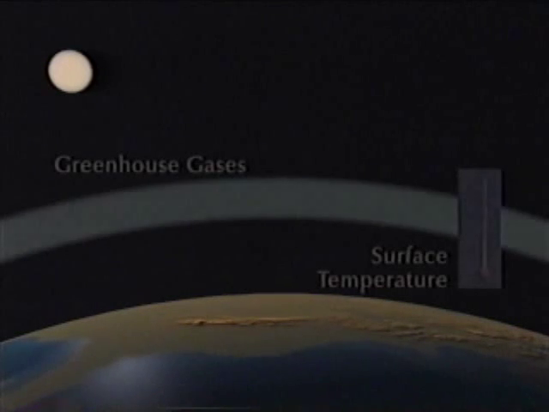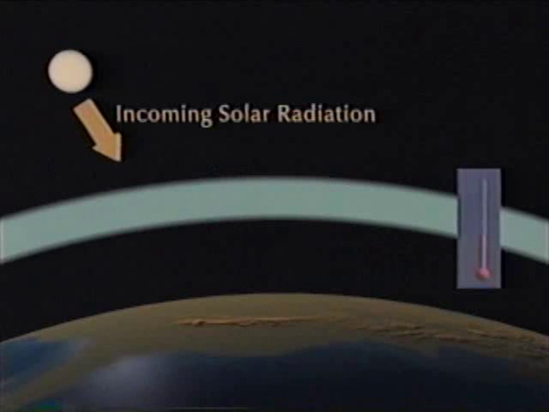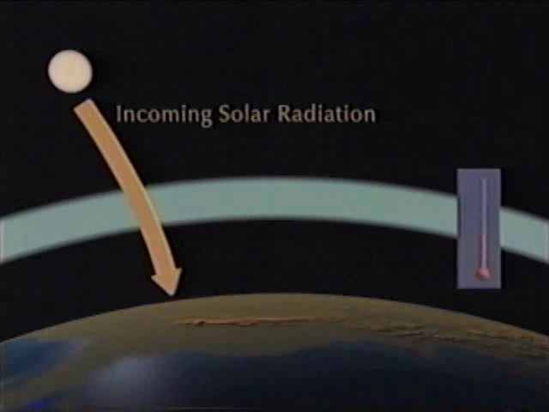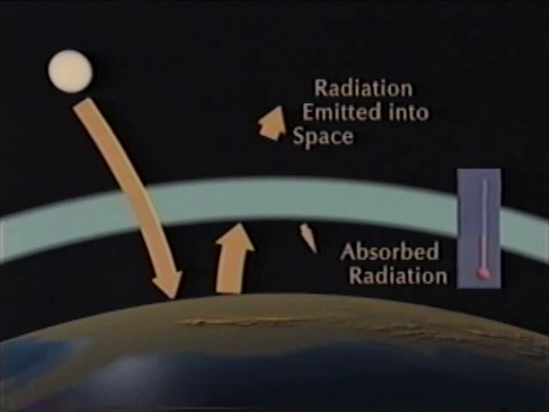The heat balance of the Earth-atmosphere system is delicately maintained. Radiation arrives from the sun at relatively short wavelengths, which pass through the so-called greenhouse gases comparatively easily. The Earth absorbs some and re-emits infrared radiation at longer wavelengths, which are readily absorbed by the greenhouse gases. Some of this radiation is emitted back toward the Earth, and some goes into space.